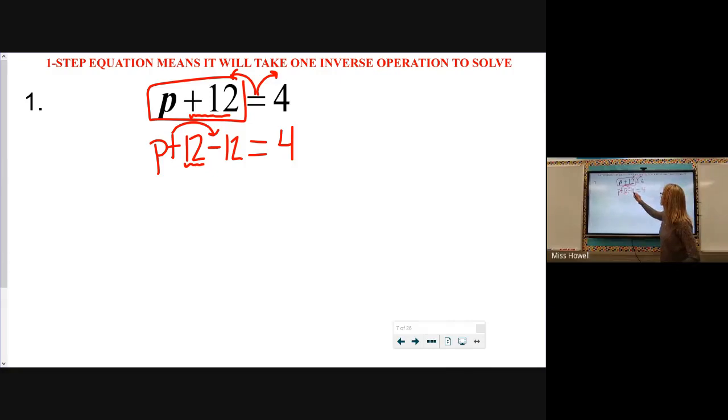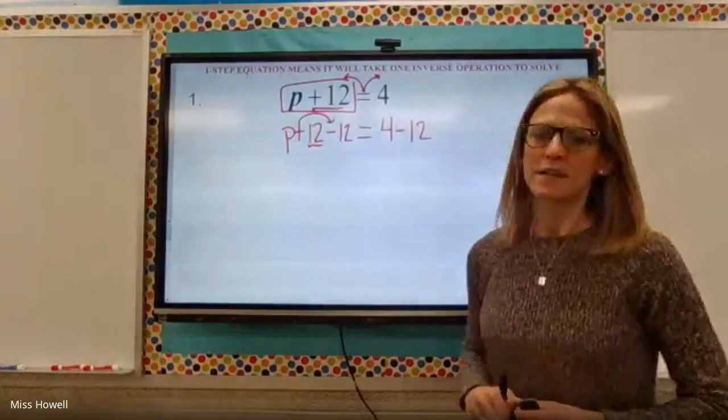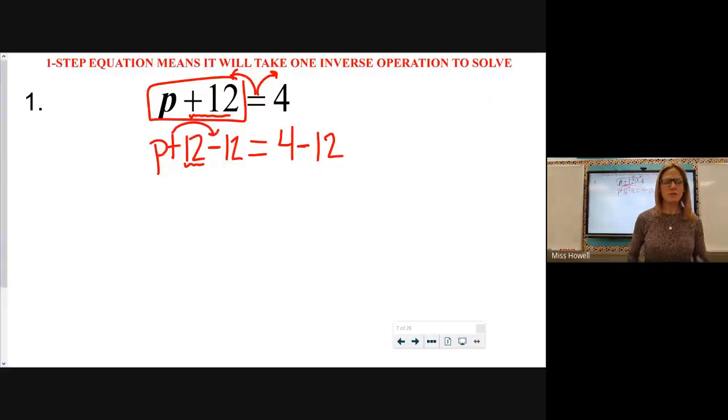So we did a subtract 12 here, so I have to do that same subtract 12 here. Now, the reason we did an inverse operation of subtracting 12 is so that our 12s will eliminate, right? 12 minus 12 is 0. Those eliminate, leaving us with just our variable p in front of our equal sign, which is what we wanted, the variable by itself on one side.